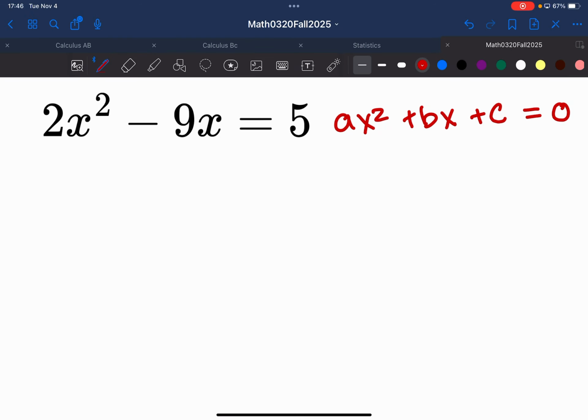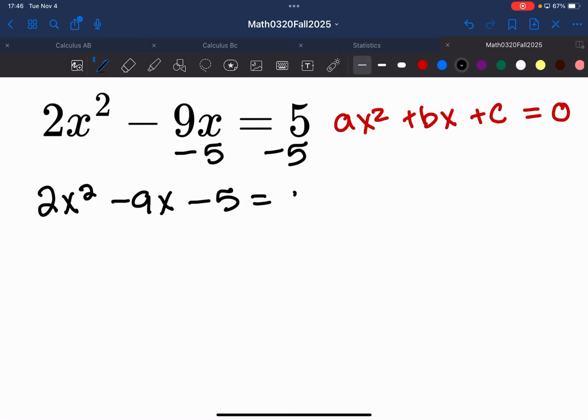Good, I would have to move this 5 over. So I have 2x squared minus 9x minus 5 equals 0. So now I have a, which is 2, b, which is negative 9, and c, which is negative 5. I have my a, b, and c values.